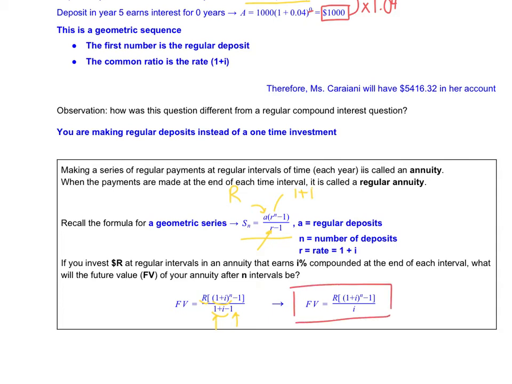Now, I just wanted to show you the connection between geometric series and future value annuities and how the formula came to be. So now let's actually apply it.